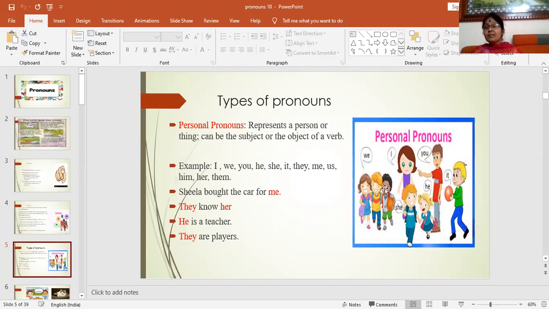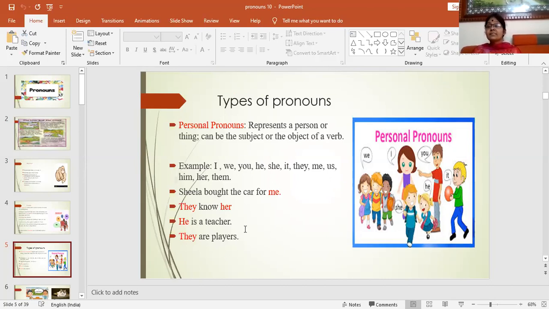When the three of them are there, we say we. When we are talking about one person, we say I. And when he is talking to the second person, he says you. And here a boy is holding a ball, and when it is a thing, they use it as it, right? And when we are talking about the third person, if it is a boy, it is a male gender, it is he, and female, she, right? So these are our personal pronouns: I, we, you, he, she, it, they, me, us, him, her, them.